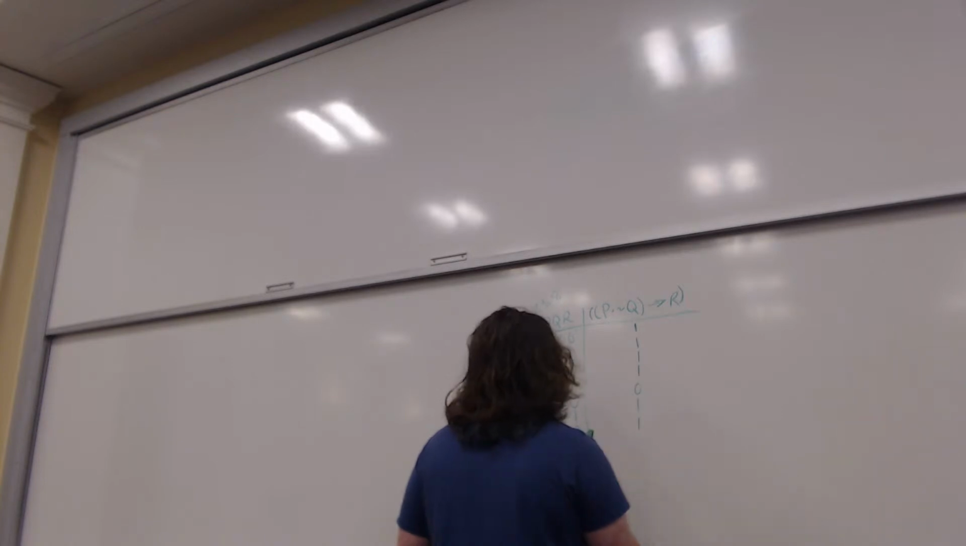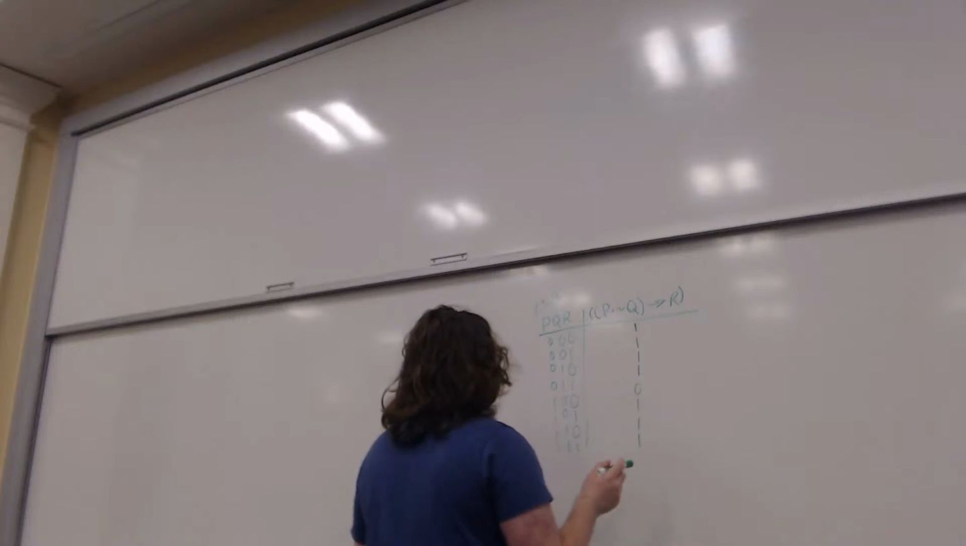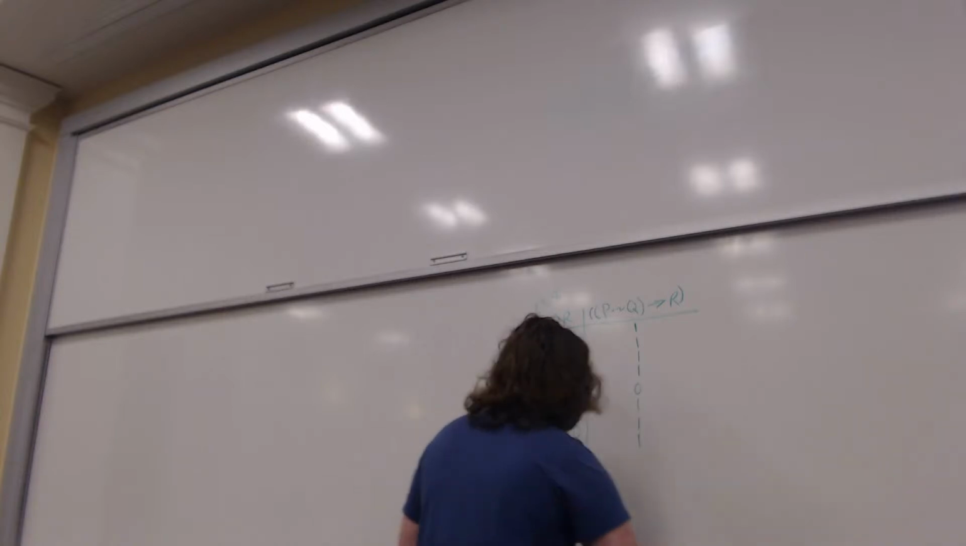Fourth set of values, P and Q do match, which makes the left side of the triple bar true, which makes the triple bar true, which makes the left side of the arrow true. But Q is also true. Therefore, both sides of the arrow are true, and the table is true. Very good.